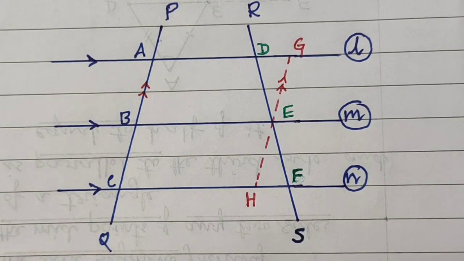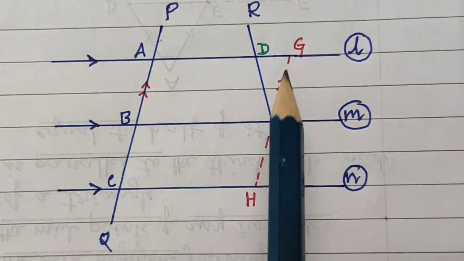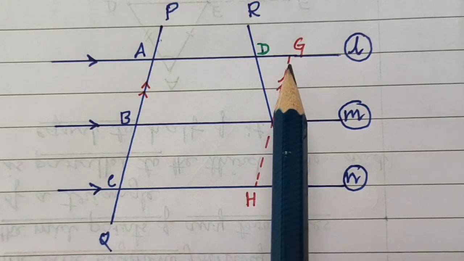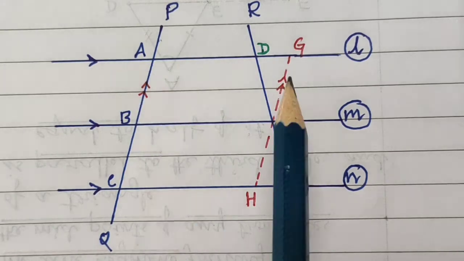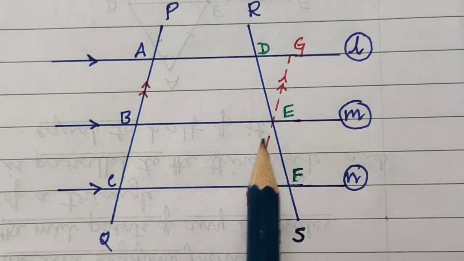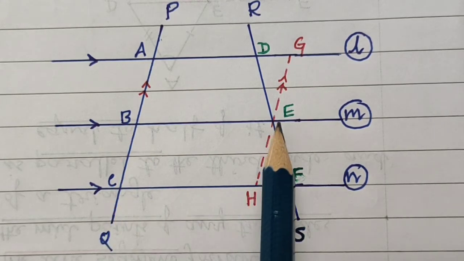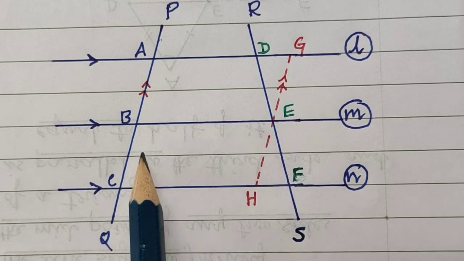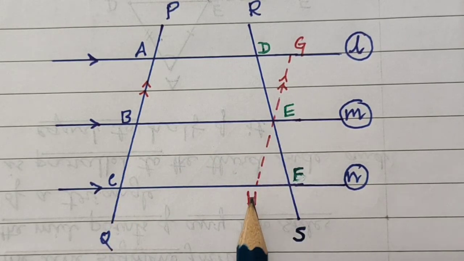To prove this theorem, we need to do three steps. First, we have to prove ABEG is a parallelogram. Once we prove this, opposite sides are equal, so AB is equal to GE. Then second, we have to prove BCHE is a parallelogram. Then opposite sides are equal, so BC is equal to EH.